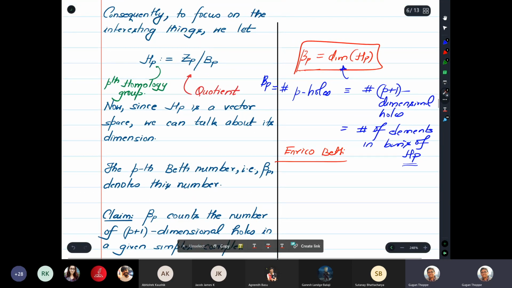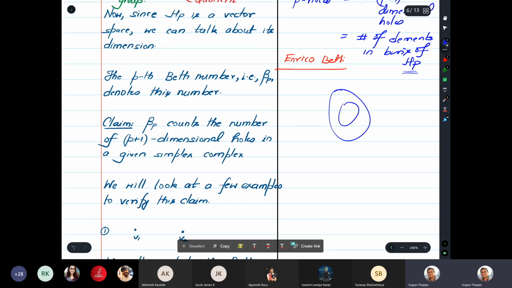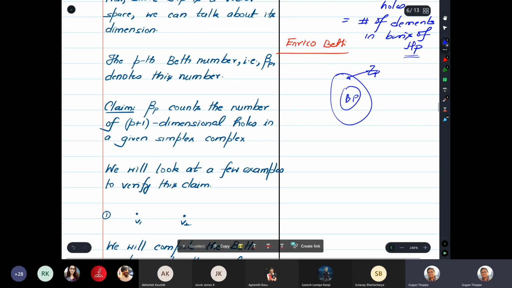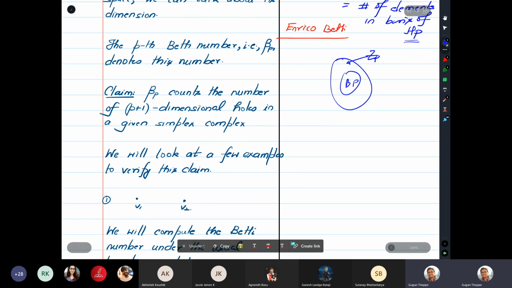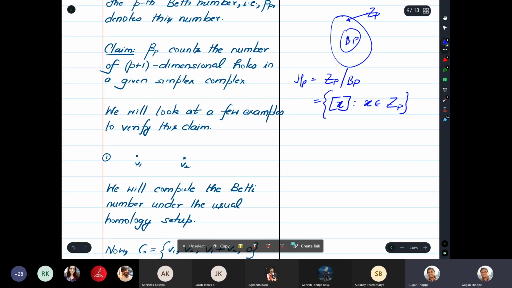So a loose interpretation of quotient is that, let's try to interpret. Here is ZP, here is BP. So this is BP and this bigger set is ZP. So what does the quotienting operation mean? Let me first give the formal interpretation. HP is ZP quotient BP. This means that you have to look at all the equivalence classes of X in ZP. And what is the equivalence class? The equivalence class of X, which is an element in ZP, is all Y in ZP such that Y minus X lies in BP. So this is the formal interpretation.